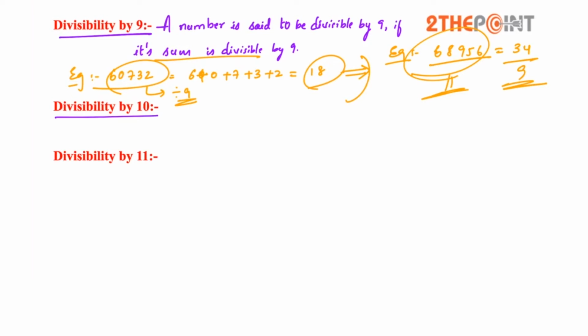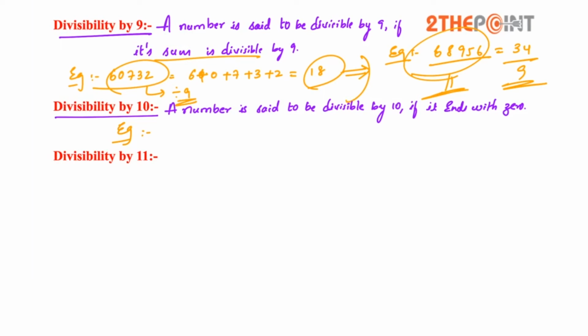Next is the divisibility test by 10. A number is said to be divisible by 10 if it ends with 0. That means its unit digit should be 0. For example, the numbers 7250 and 800 are all divisible by 10. And the numbers 725 and 821 are not divisible by 10 because their unit digits are not 0.